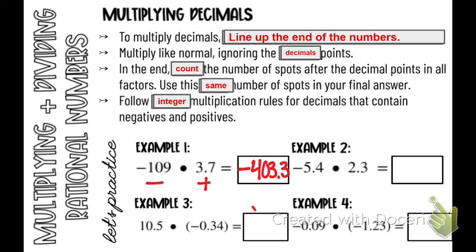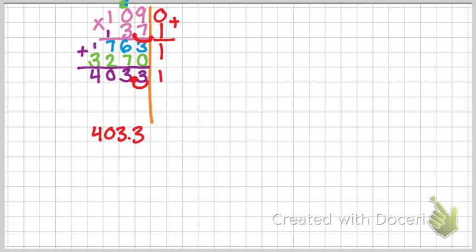So let's look at example number 2. We're going to handle our integer multiplication rules first. I have negative 5.4 times 2.3. So negative 5.4, positive 2.3. I know that I have to have 2 negatives when I'm working with integers, so my answer will be the other negative. We're going to set up our multiplication for this number. I'm going to make my wall at the back and line it up. So 5.4 goes on top, and then 2.3 right below it.